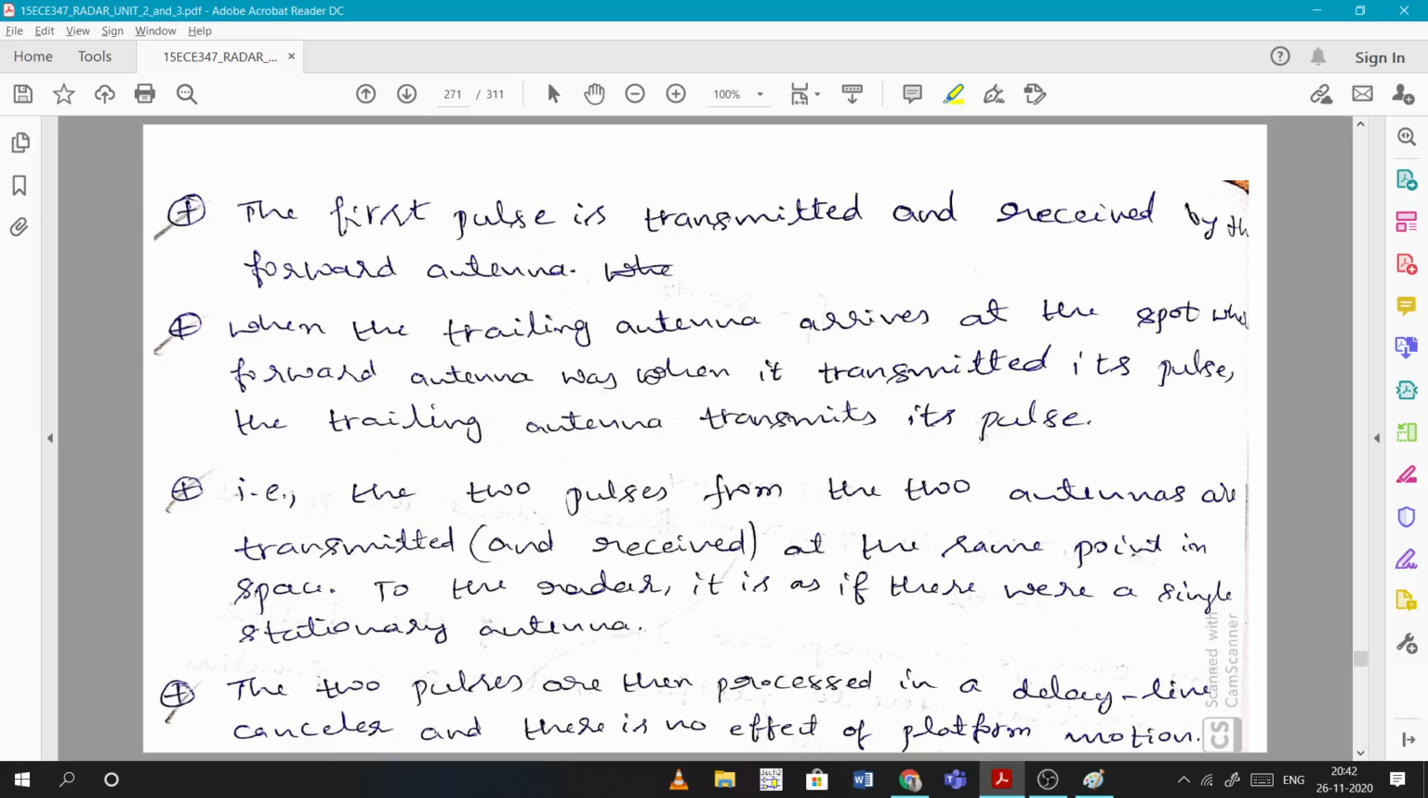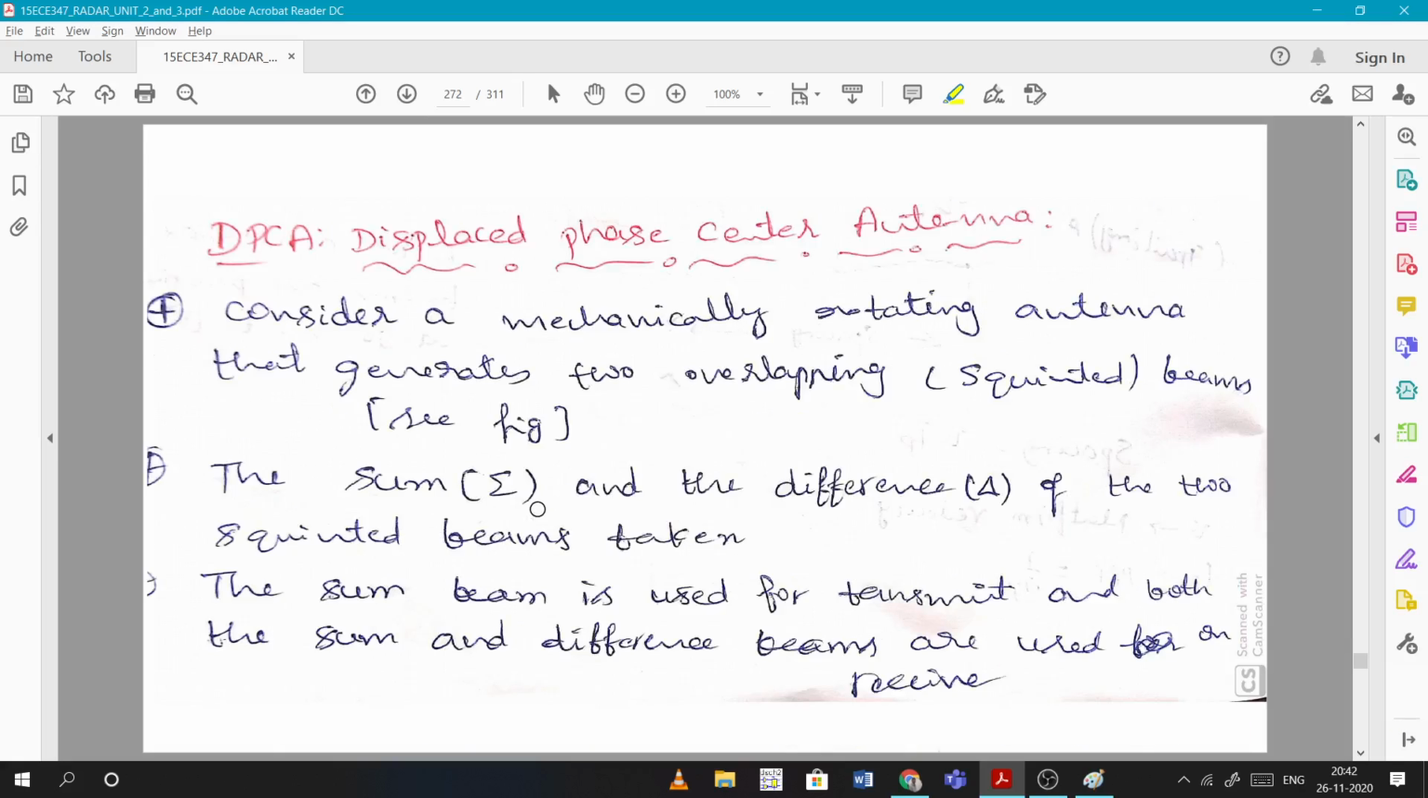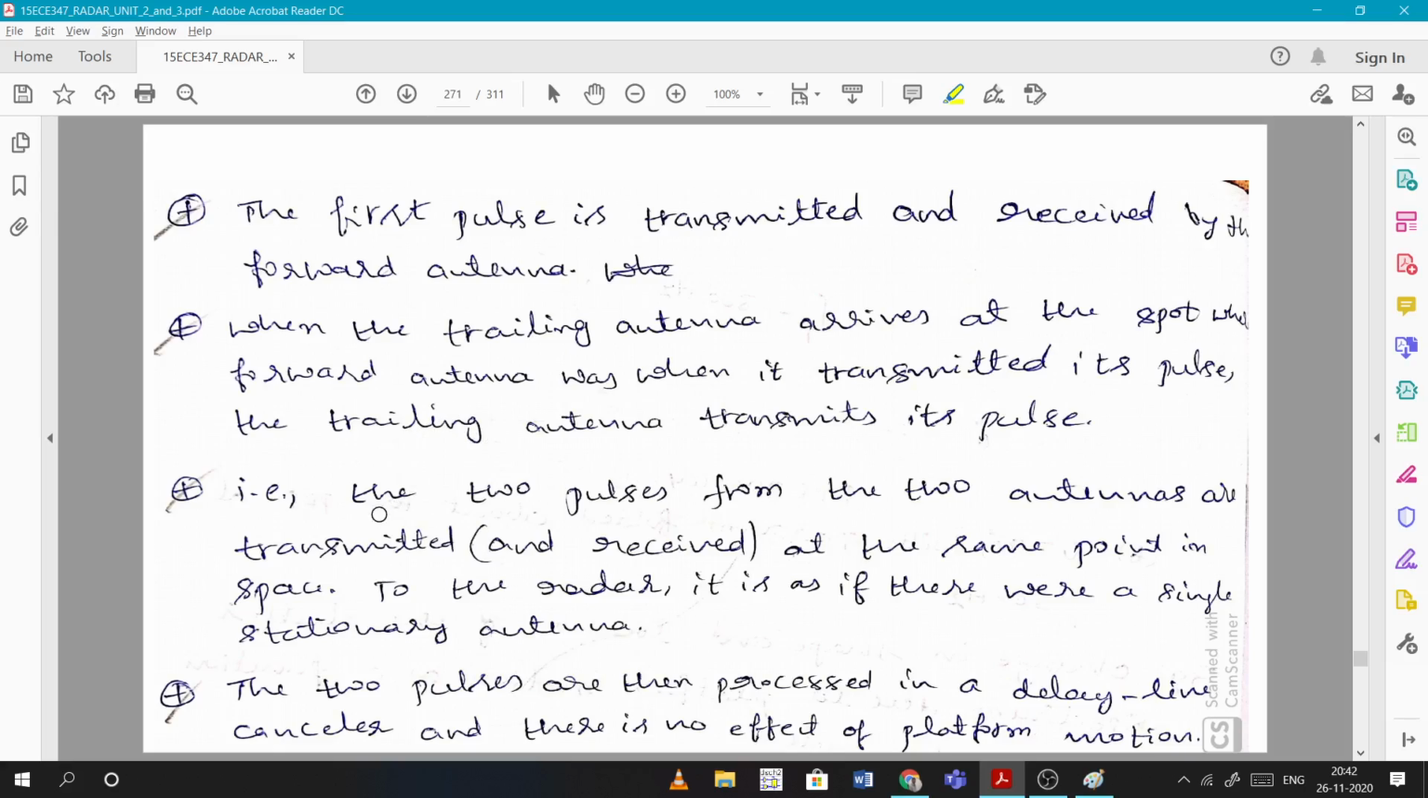So the first pulse, that's what he's saying. This is the method. Actually, the first pulse is transmitted and received by the forward antenna. Okay, it will send and receive.